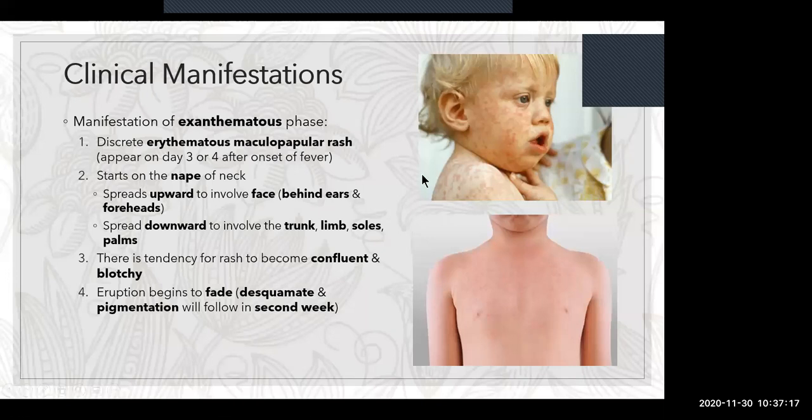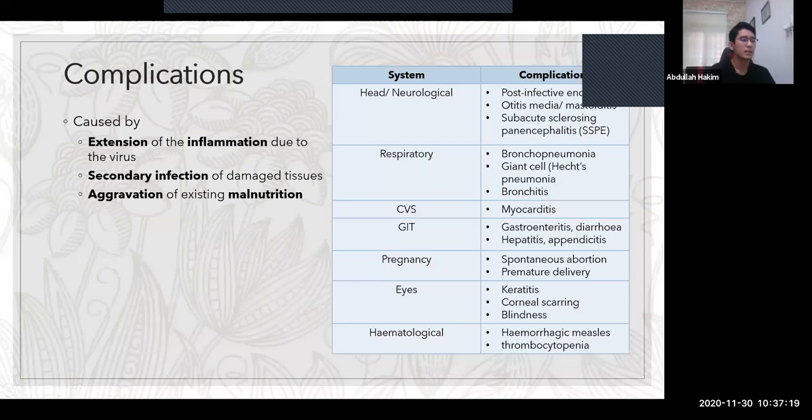Okay, let's proceed. The complication of measles is caused by the extension of the inflammation due to the virus infection, and also the secondary infection which may occur that will cause tissue damage, and also the aggravation of existing malnutrition. So there are many systems that may be affected by this virus: the head, respiratory, cardiovascular, GIT, pregnancy, eyes, and also hematological.